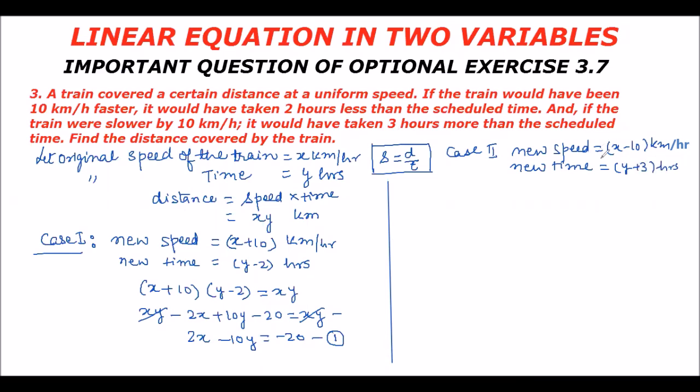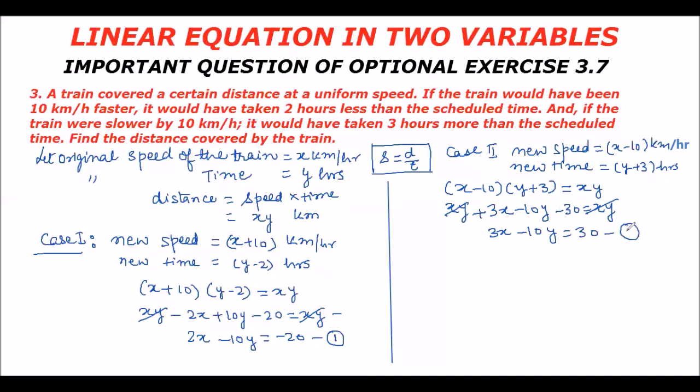Now with this new speed and new time, you will calculate distance as speed into time, but we are moving the same distance with the new speed. Therefore, this distance must be equal to the original distance. And when you open the bracket and simplify, you will get xy plus 3x minus 10y minus 30 is equal to xy. Cancel this xy and xy. You will be left with the next equation, 3x minus 10y is equal to 30. This will become the second equation of the system.